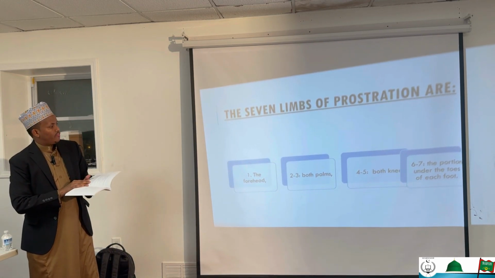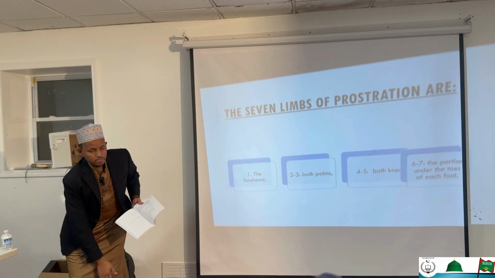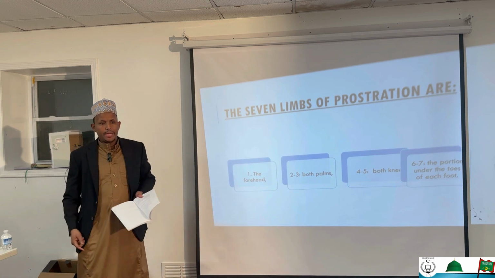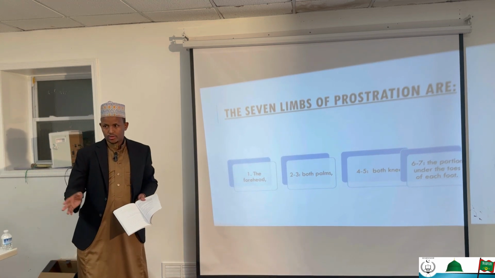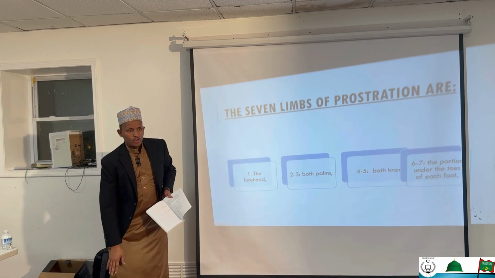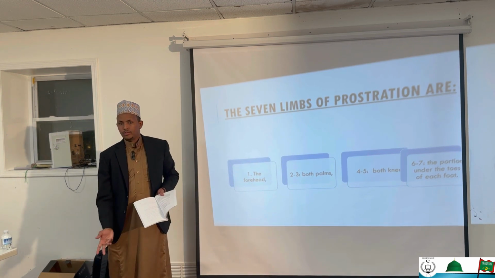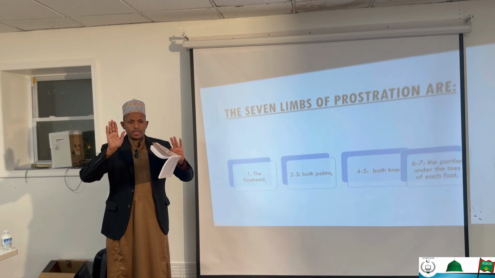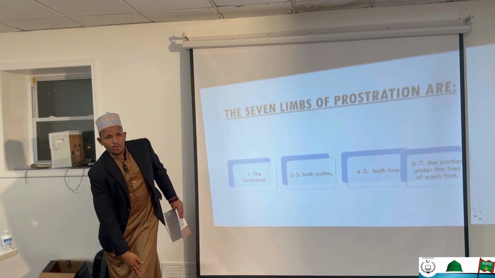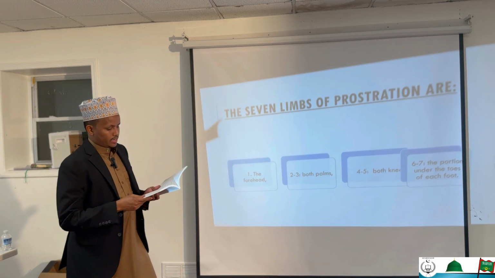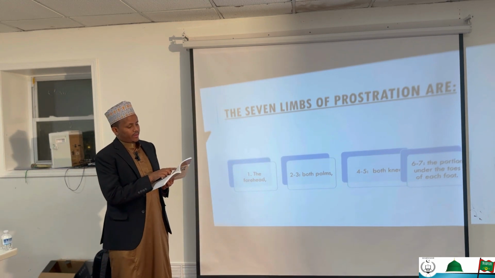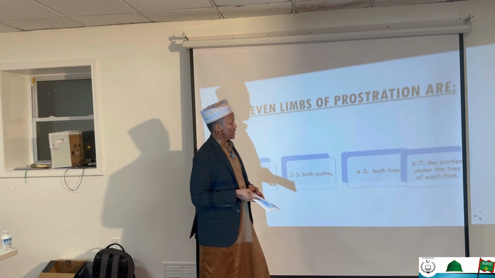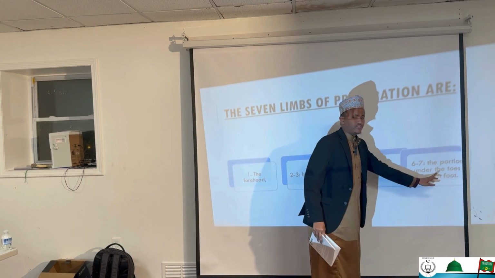And then number 4 and number 5 are the knees. This one, no one has a problem with it. Unless you have a back pain or a knee pain that you cannot put on the floor, that's okay. But normally everyone during sujood places their knees on the floor. So the 2 knees. So we said the forehead, number 1, both palms, 2 and 3, your knees, 4 and 5, and then وبطون الكفين والركبتان, and then وبطون أصابع الرجلين, the portion under the toes of each foot.